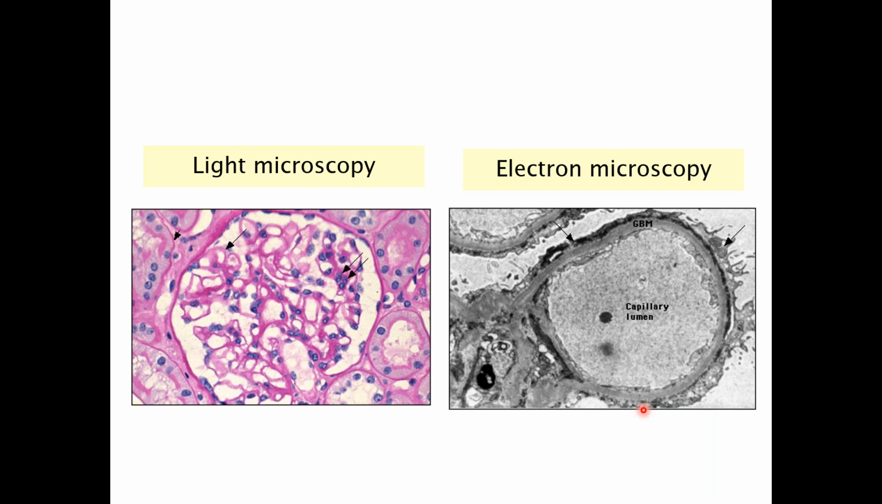These podocytes can be very well identified on an electron microscope. So if you want to identify minimal change disease, you won't be able to identify it on light microscopy. You'll require an electron microscope to identify the condition.